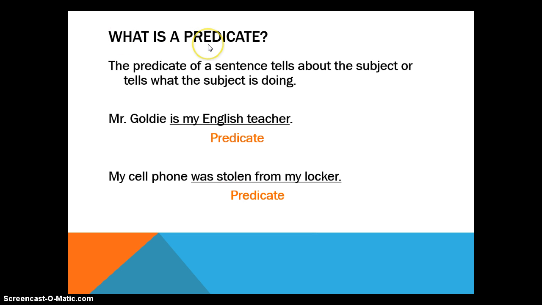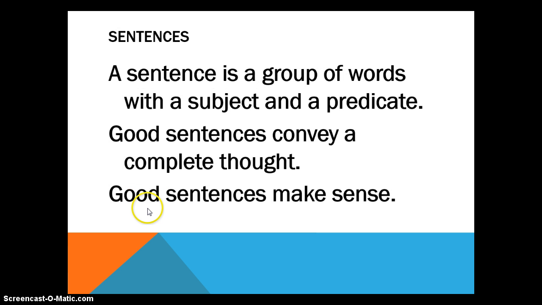What is a predicate? The predicate of a sentence tells about the subject or tells what the subject is doing. Mr. Goldie is my English teacher. This is the predicate because it's telling about the subject. My cell phone was stolen from my locker. This is the predicate because it talks about the subject. So, sentences are groups of words with a subject and a predicate.